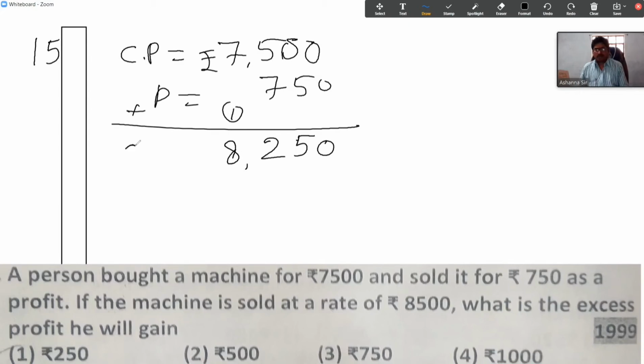8,250. So this is the selling price. Here, what is the excess profit you will get if the machine is sold at a rate of 8,500?